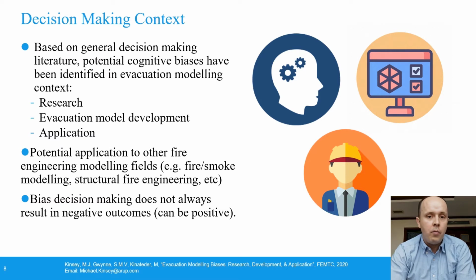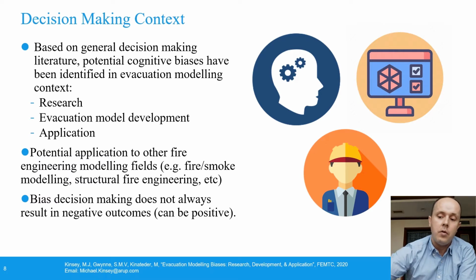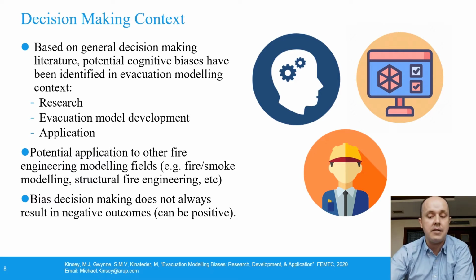So what we've done is we've reviewed, through decision science literature, different cognitive biases and thought of examples of how we could link them to evacuation modelling research, model development and application. We've come up with a list of these, and it's interesting to note that whilst we've done this in the context of evacuation modelling, it's possible that we could apply this to other forms of fire engineering modelling, such as structural fire modelling and CFD modelling as well. It's also important to highlight that just because a decision is biased doesn't necessarily mean it will result in a negative outcome. Indeed, in some situations, it can be a positive outcome.